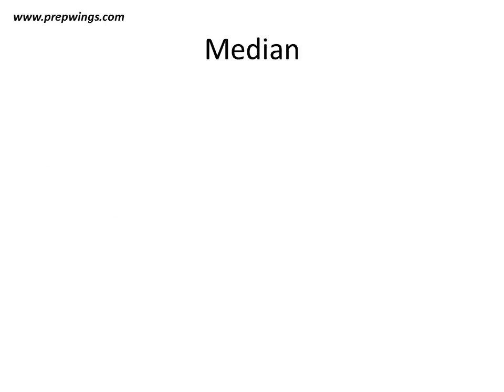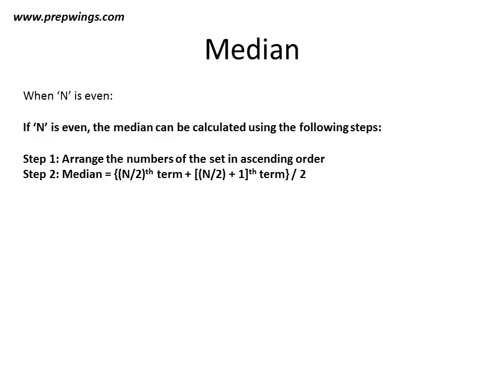Now we will look at when the number of elements in a set is even. So that means when n is even. If n is even, the median is calculated using the following steps. In step 1, arrange the numbers of the set in ascending order. This is the same as what we did when n was odd. So step 1 is the same whether n is even or odd. We have to arrange the numbers of the set in ascending order. When n is even, median is equal to the (n by 2)th term plus the (n by 2 plus 1)th term, whole divided by 2.